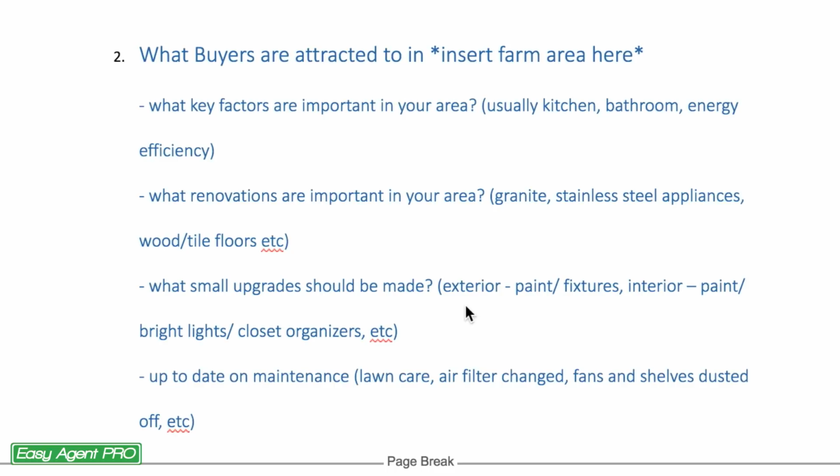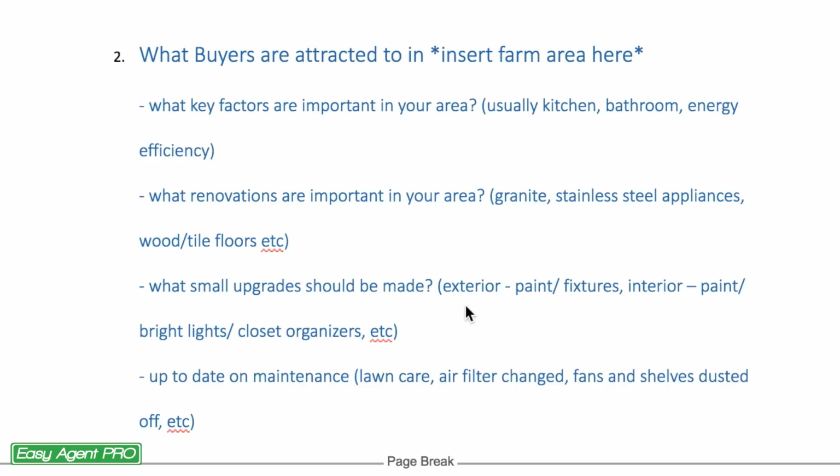On the interior, you want to look at painting, changing out some of the lighting and making sure things look a lot brighter. You also want to look at closets and putting in closet organizers and shelving and things like that. So you want to know what small upgrades should be made inside of your area so that it'll help buyers be interested in moving in, and it not being a project when they move in. It'll be something that is already inviting to them.